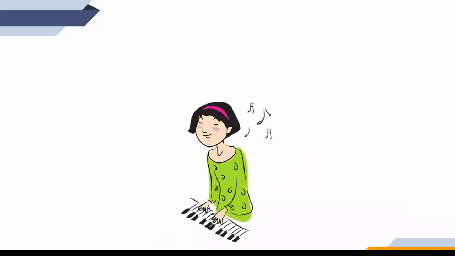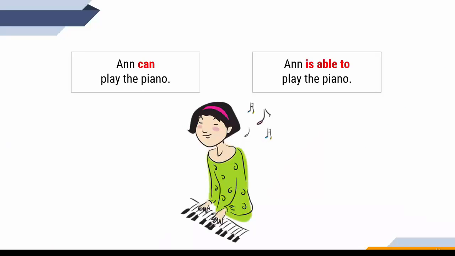And let's see what's the difference between be able to and can. In the present, Anne can play the piano. Anne is able to play the piano. So in the present, the only difference between can and be able to is that be able to is more formal. Otherwise, as meaning, they have the same idea, they have the same meaning, physical ability or mental ability.